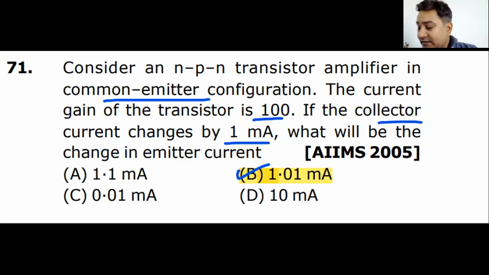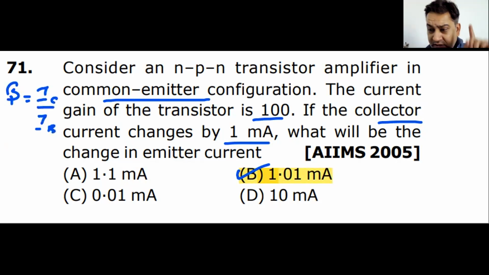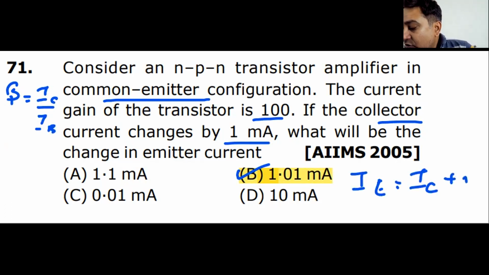So what are the two formulas that you have used here? The first formula: beta is IC by IB. Yes or no? Yes, sir. Then you have used emitter current IE is IC plus IB. Both these formulas put together, and you get your answer, and you get into AIIMS. Yes or no? Yes, sir. What comes next, sir?